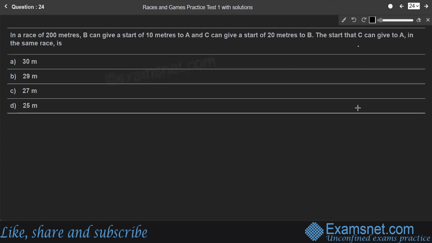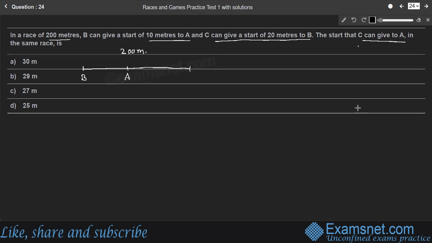Question number 24. In a race of 200 meters, B can give a start of 10 meters to A and C can give a start of 20 meters to B. The start that C can give to A in the same race is. So students will consider the track of 200 meters, right? So in this track, B can give a start of 10 meters to A. So to A means A is ahead of B.